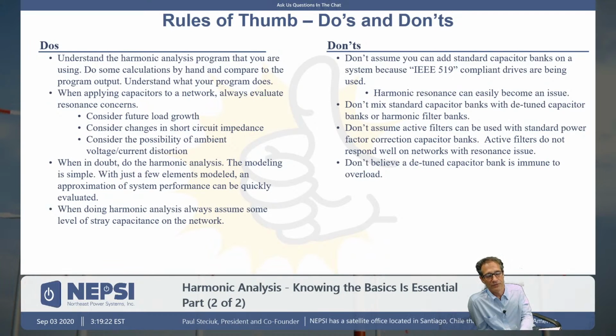Don't assume active filters can be combined with just any capacitor bank. If you have active filters on your system, you're going to want to use detuned capacitor banks or other filter banks. You want to control your resonance. You can't use a multi-tuned cap bank with an active filter because you're going to cross through resonance, and active filters will have a difficult time dealing with that as you cross through resonance. And don't believe that a detuned capacitor bank is immune to overload. We suggest that you take the time to figure out how much current will flow into that device.